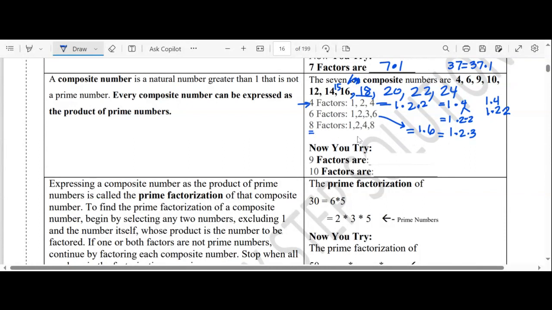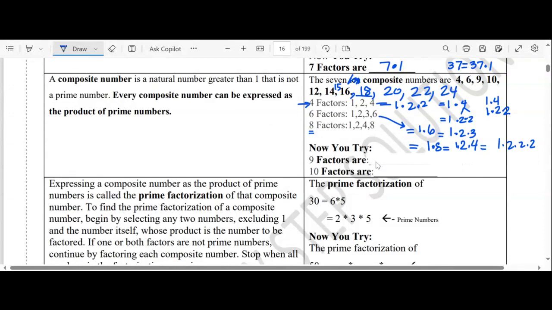What about 8? 1 times 2 times 4. Sometimes the pen takes time to adjust. So we said 1 times what? 8, or it can be what? 1 times 2 times what? 4, or it can be what? 1 times 2 times 2 times 2, correct?